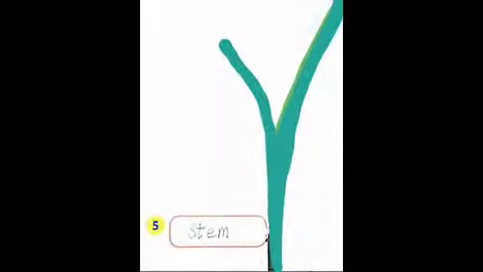Okay, next, the fifth one. She hopped a little further and found the blank space of the plant. So what is that? That is the stem of the plant. It was long and thin. It was above the ground.